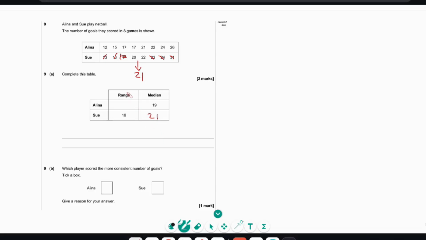Find Alina's range. You find the range by doing the biggest number, subtract the smallest number. 14. Which player scored the more consistent number of goals? So for consistency, you need a smaller range because it shows the numbers aren't spread out. So it's Alina. And the reason is smaller range.